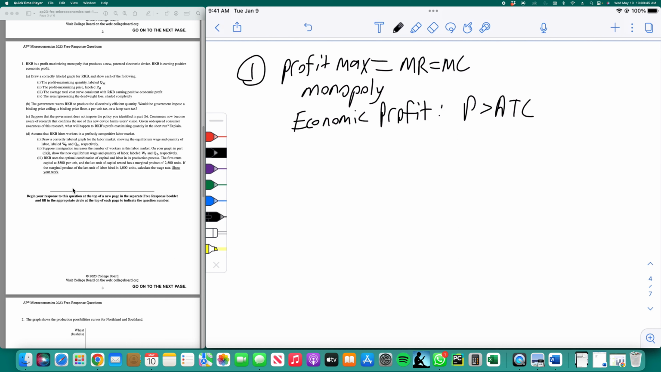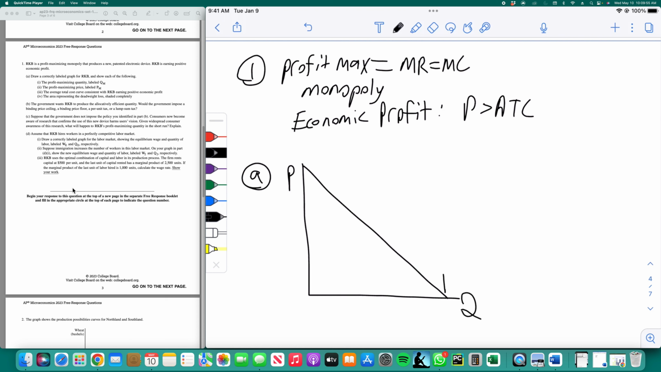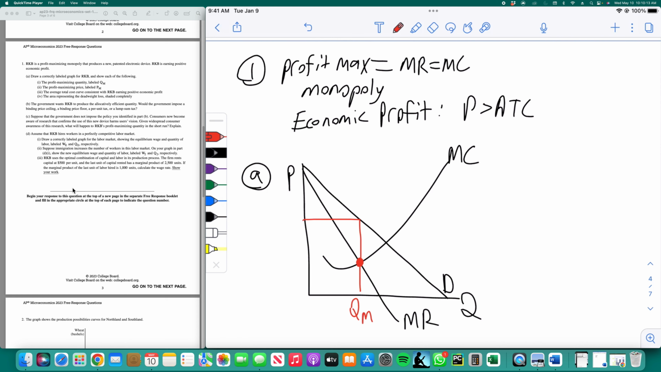A, draw a correctly labeled graph for RKB. So for A, here's what you need to do. You need to do price, quantity, demand, marginal revenue, marginal cost. Okay. Then they ask you to do QM. So remember, QM happens wherever MR equals MC. So that's QM. And then to find price, we go up to demand.